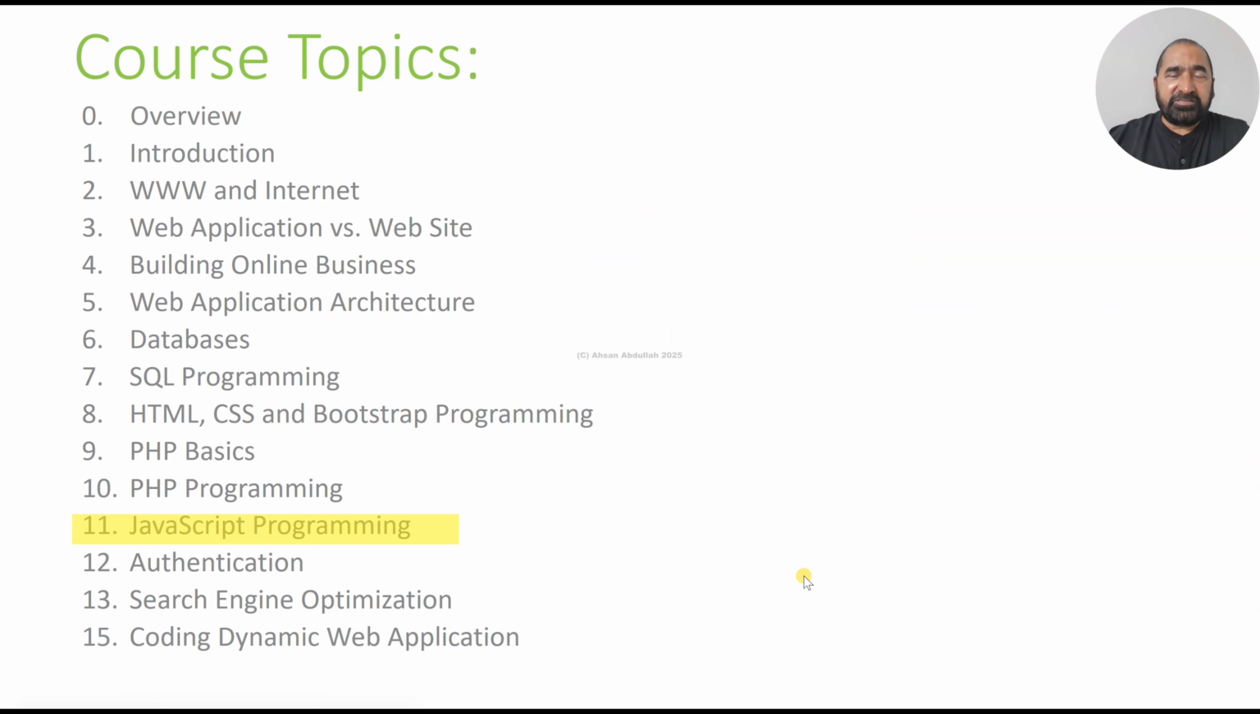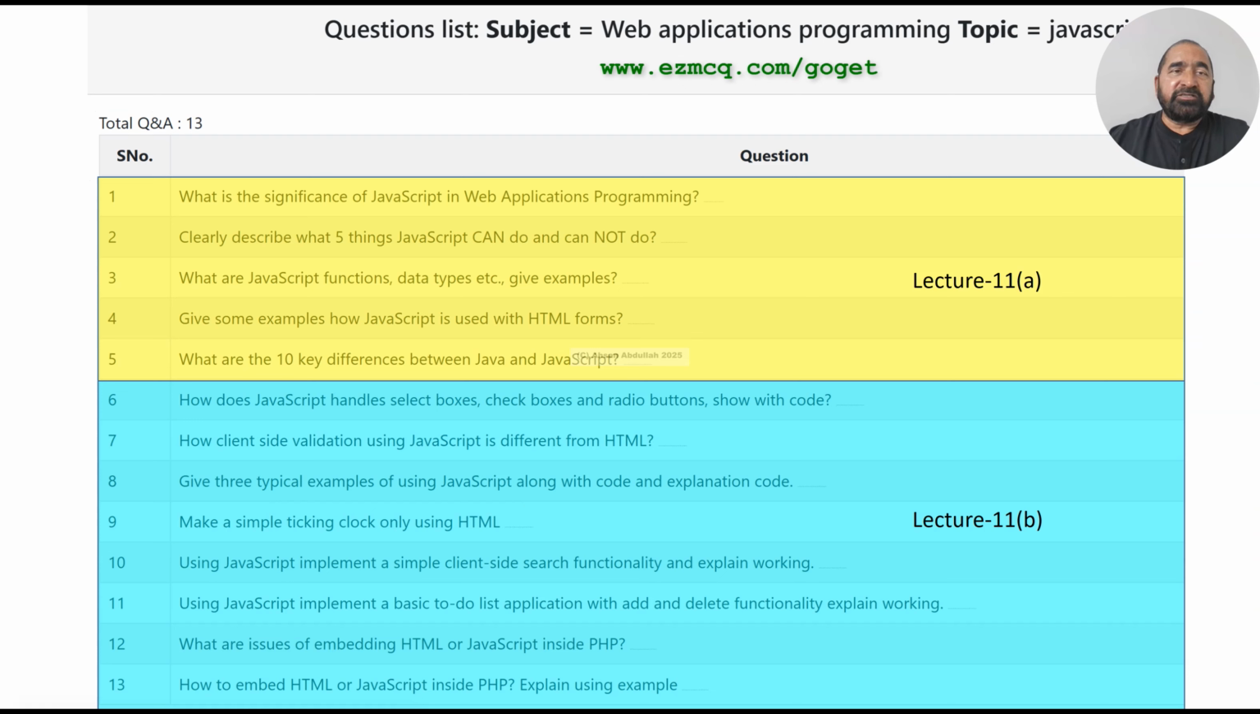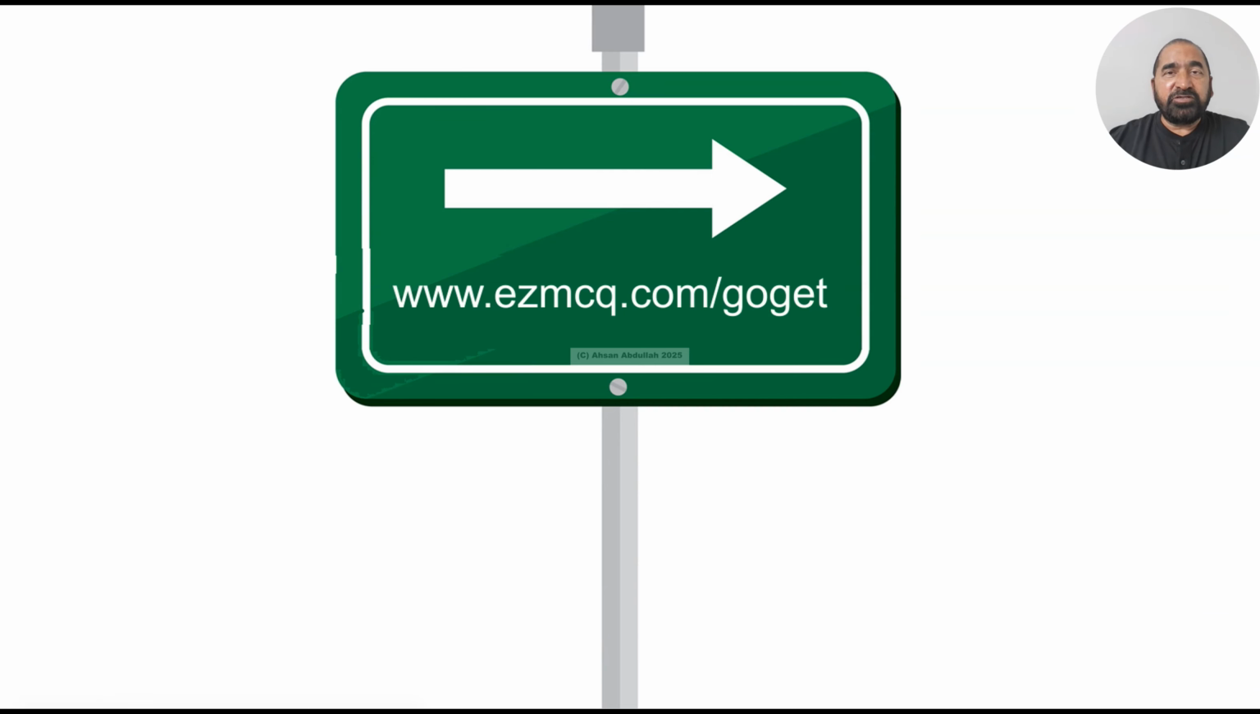So this is the topic list, and we are at topic number 11 right here, JavaScript programming. This topic is presented in the form of 13 questions and answers, and every question and answer is a concept. You can see by the color coding that first we will cover 11A, shown in yellow, and then we'll be covering 11B, which is shown in blue. And of course we will go into detail of all of these things. And now we move on to the supplemental website from here.